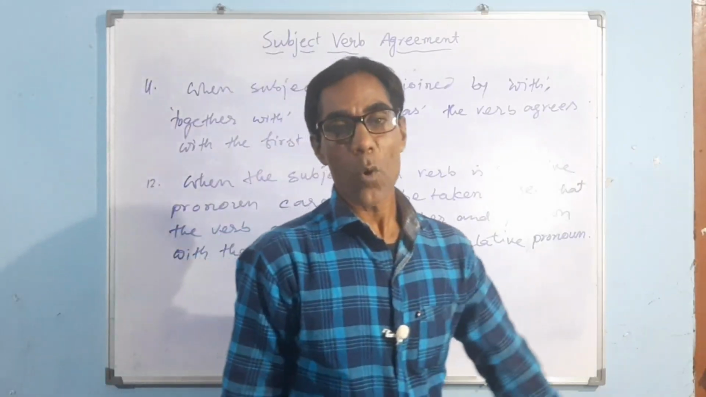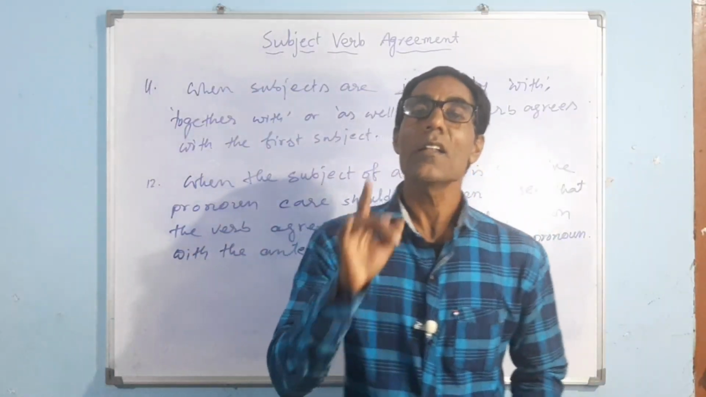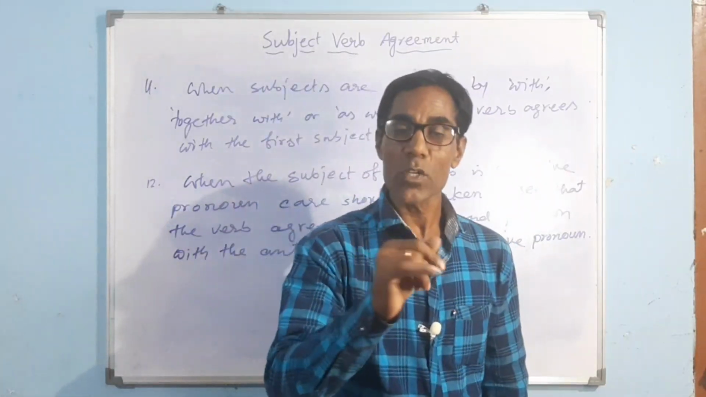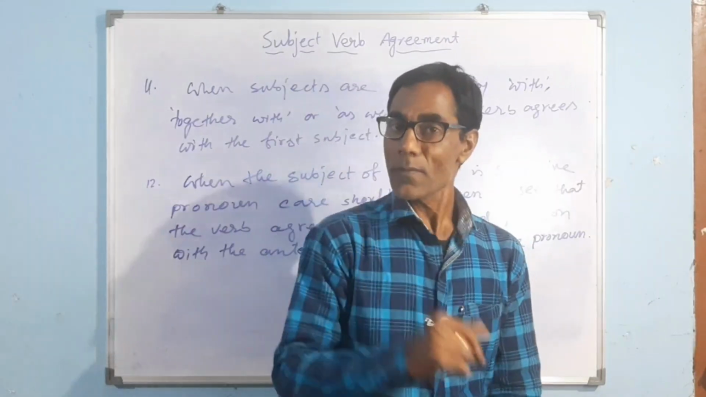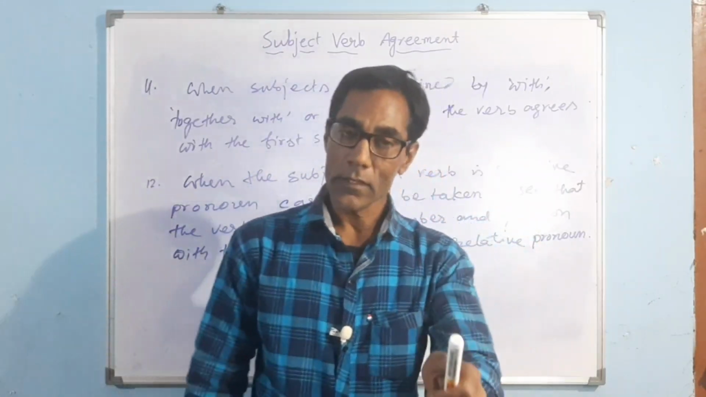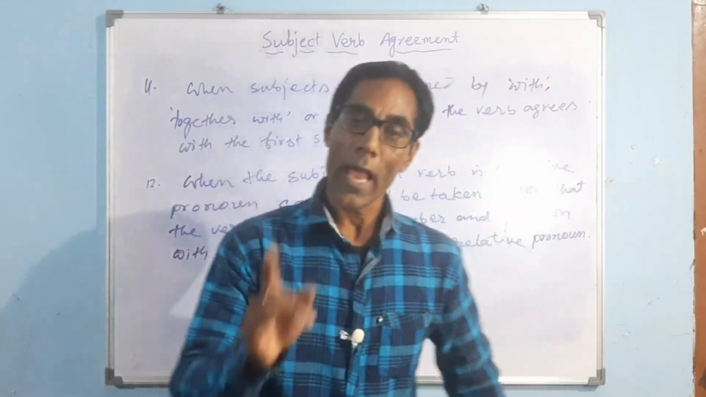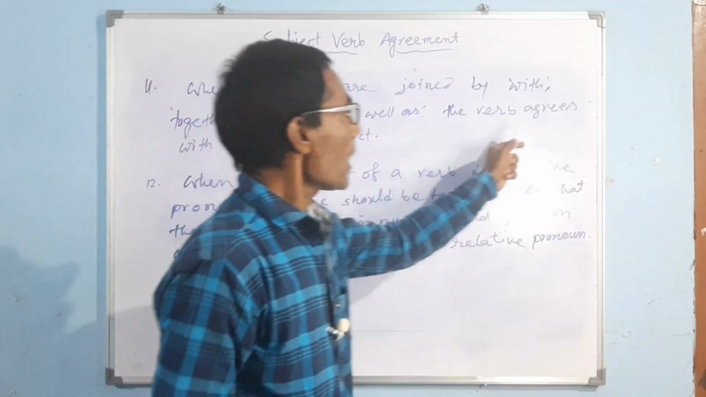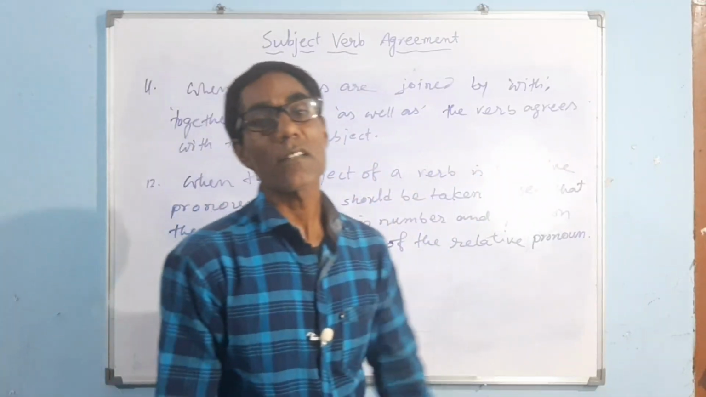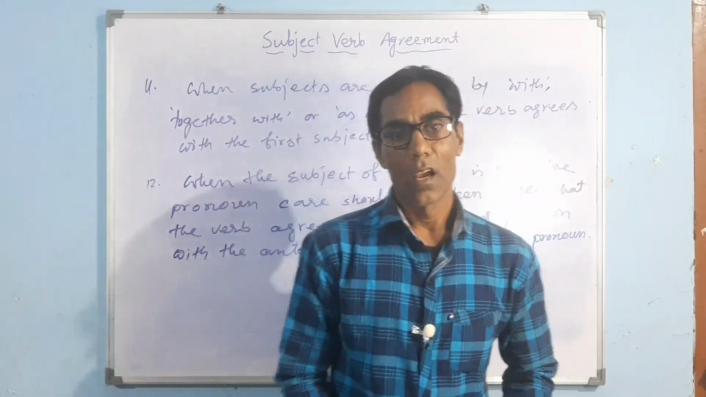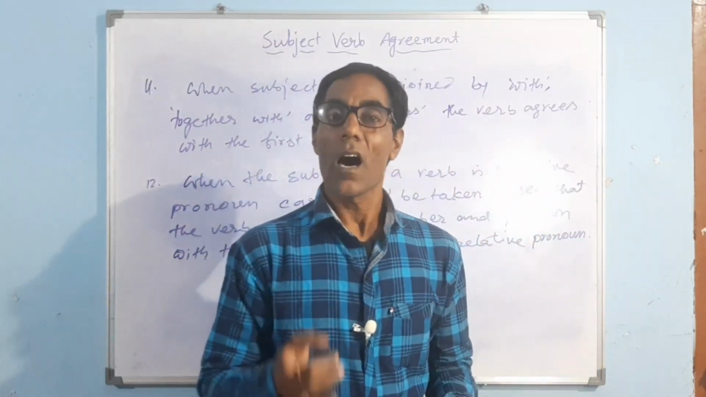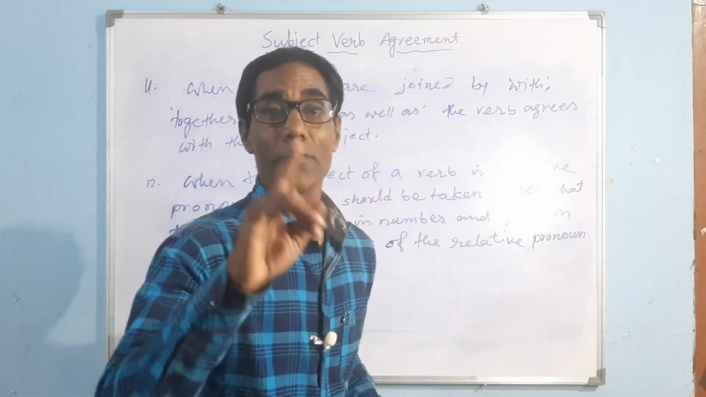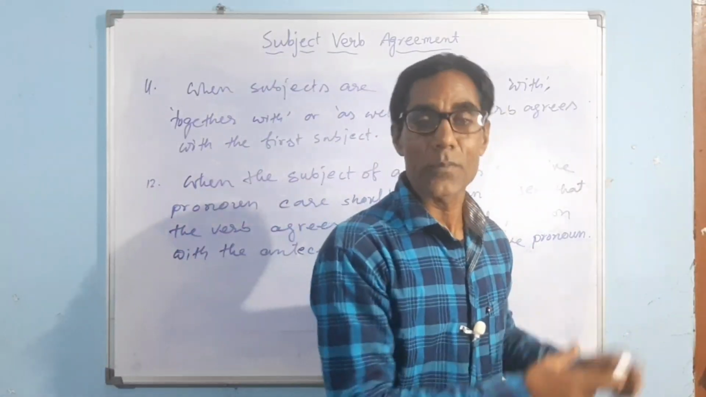When subjects are joined by with, along with, or as well as, you have to remember then the verb agrees with the first subject. When two subjects are joined by with, along with, or as well as, the verb agrees with the first subject.